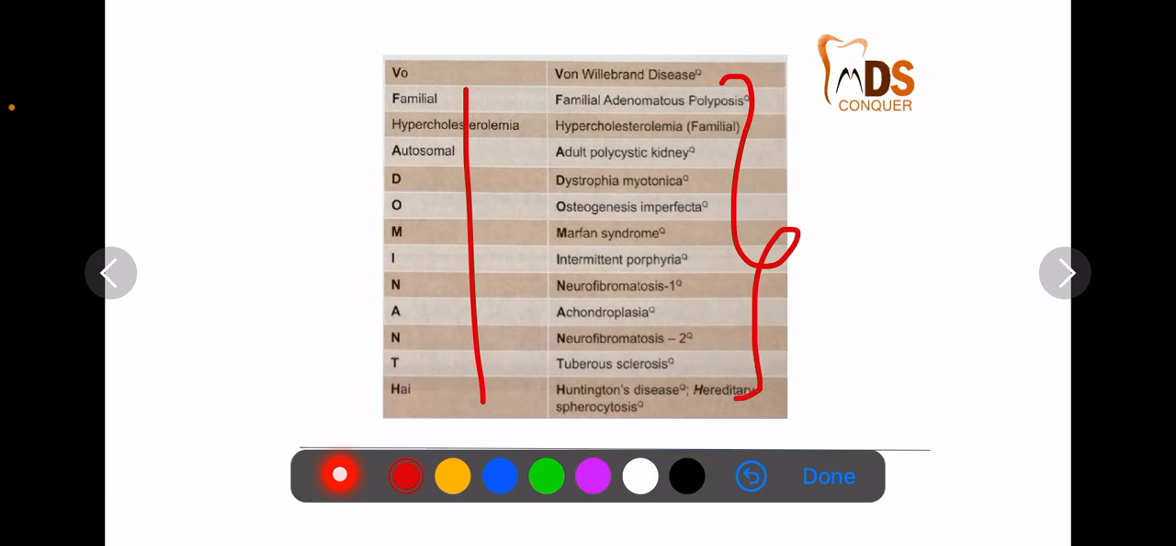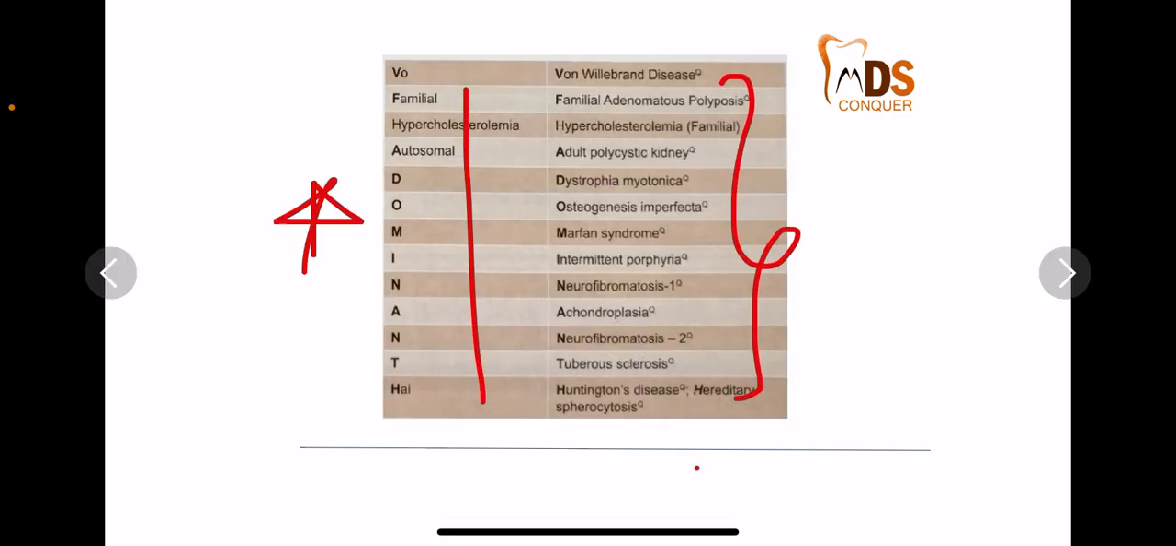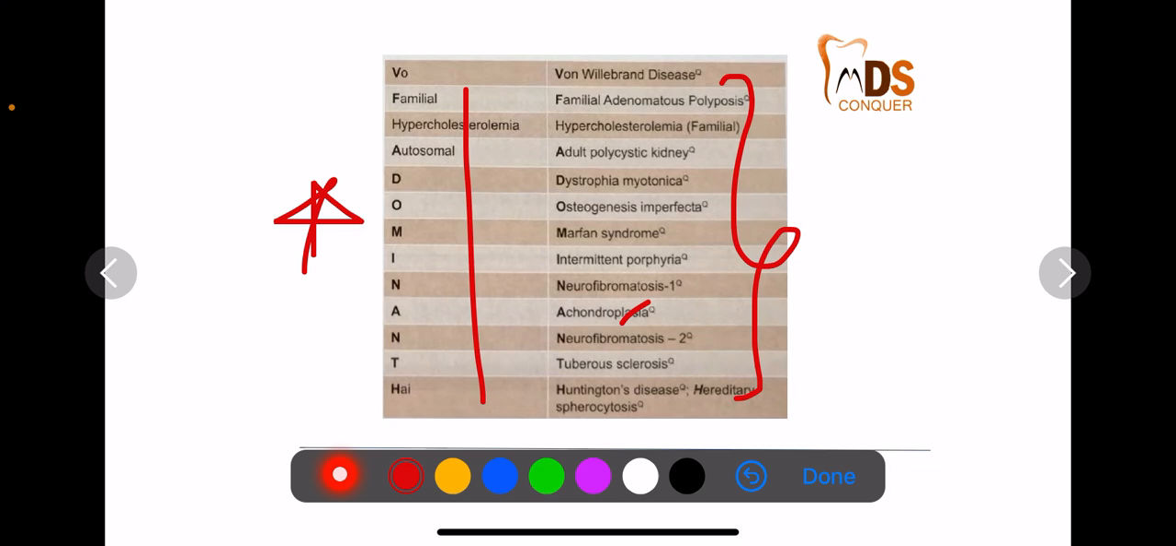It is like a revision for you, so just give it a good glance. This mnemonic and the respective diseases you need to know, because they can name the disease and then ask you the inheritance. For example, they can ask about Marfan syndrome, neurofibromatosis, achondroplasia, or von Willebrand disease, which are quite famous.